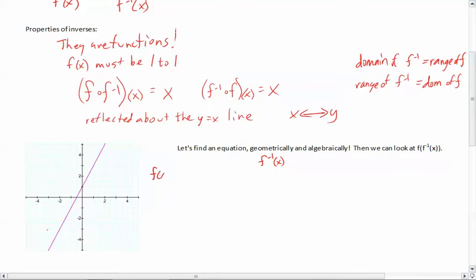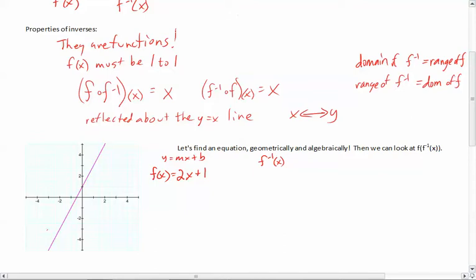First, we need to find out what the original function was. For f of x, we can get the y-intercept. It's definitely linear, so it's y equals mx plus b. The slope looks like it's going up 2 over 1, up 2 over 1. So the slope is 2, and the y-intercept was 1. So 2x plus 1. Now, let's do this geometrically first. Let's look at the graph and see if we can do it that way.